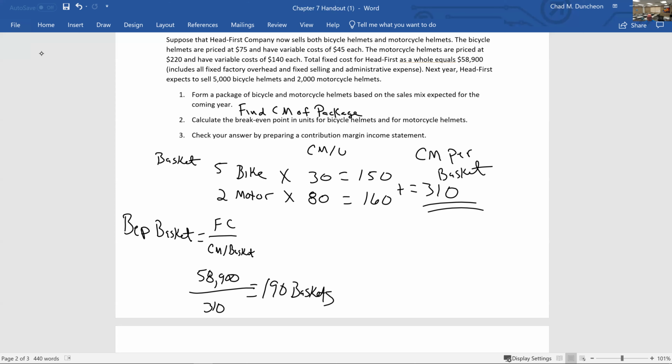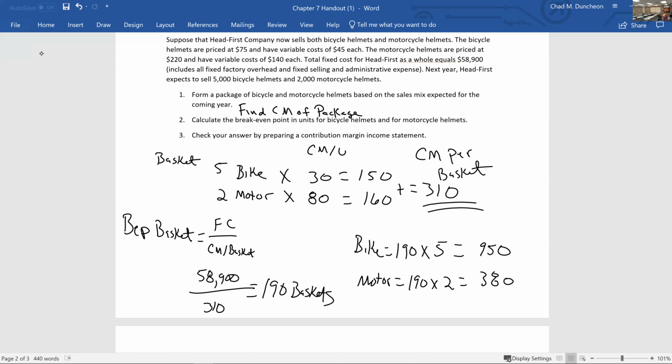Okay, so then when we calculate how much we need to sell of each, for our bicycles, if we sold 190 baskets and each basket had 5 bikes, we just need to multiply that out. So we would sell 950 bikes. For the motorcycles, we had 190 baskets times 2 on each one, 380. And finally, it says check your answer by preparing a contribution margin income statement.